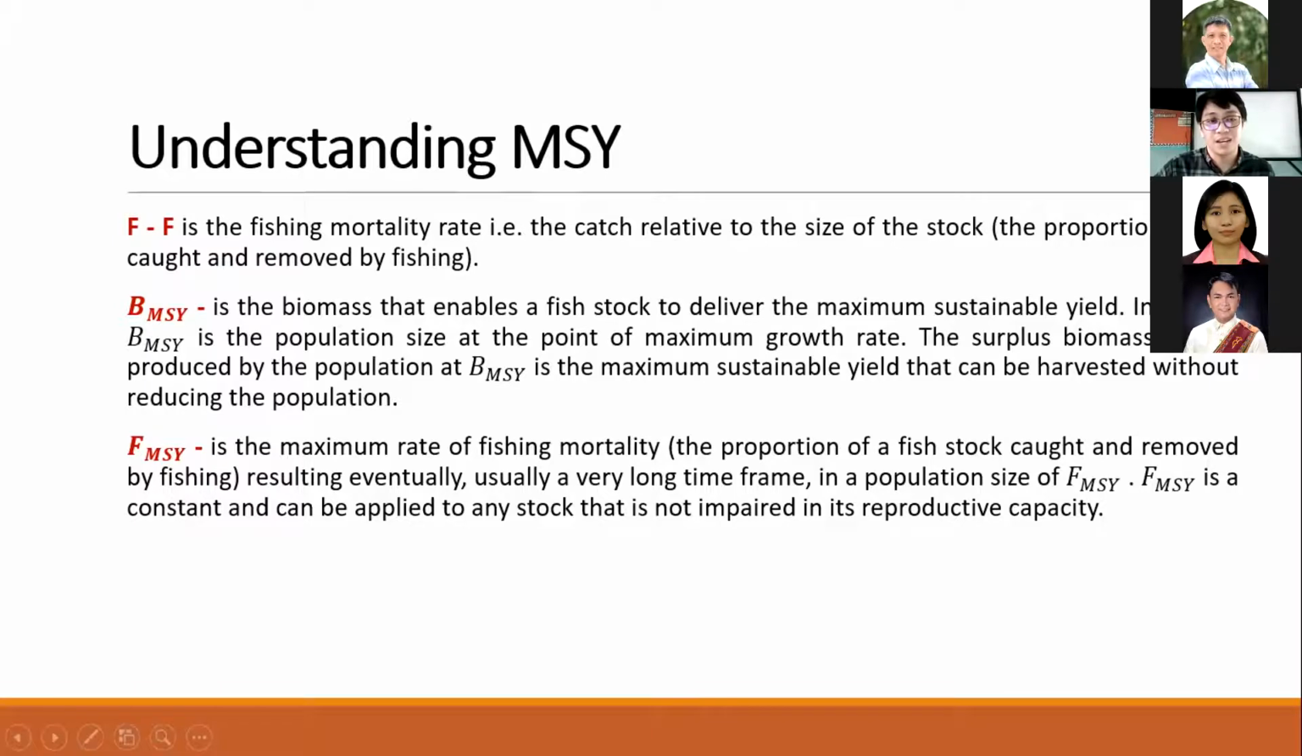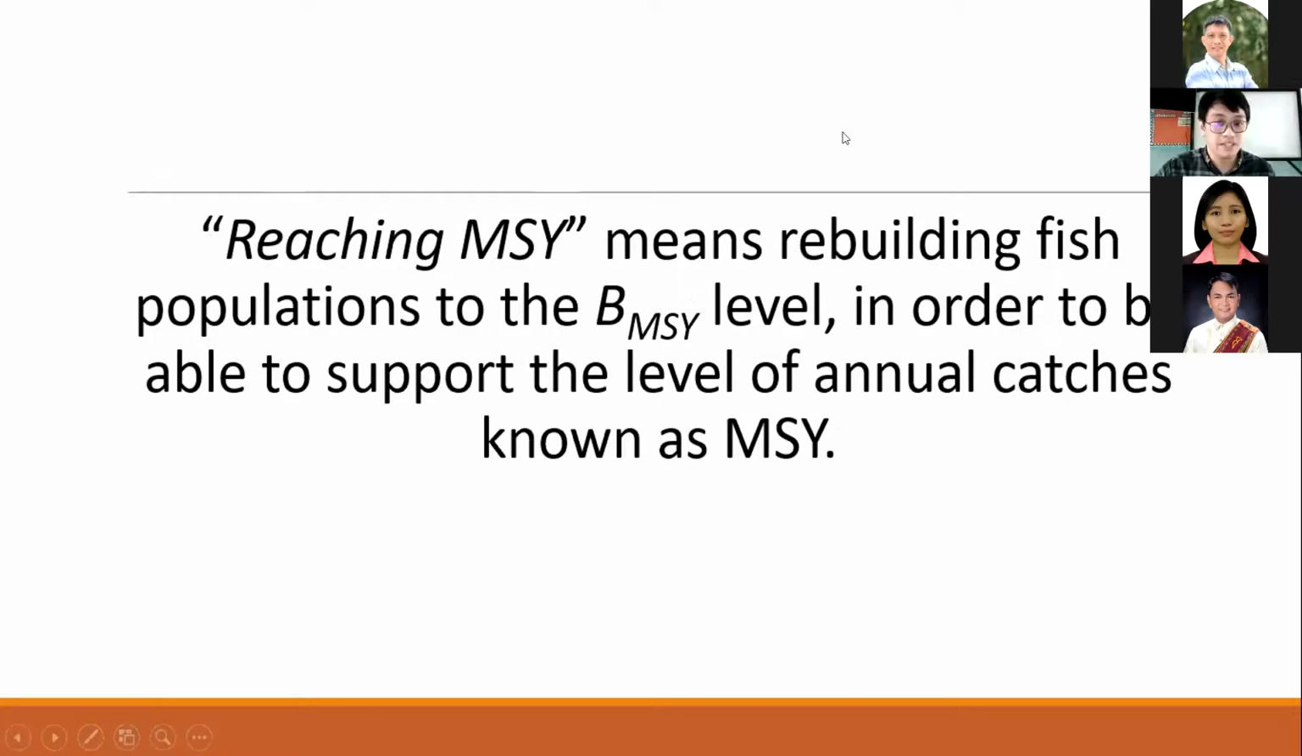BMSY is the population size at the point of maximum growth rate. And FMSY is the fishing mortality that can help you attain the maximum sustainable yield. Reaching MSY means rebuilding fish populations to the BMSY level in order to be able to support the level of annual catches known as MSY.